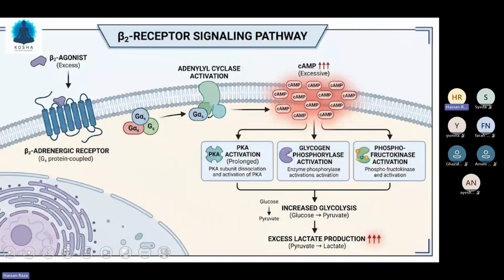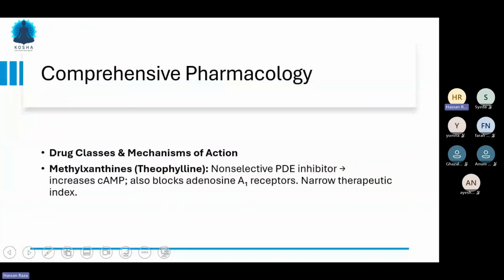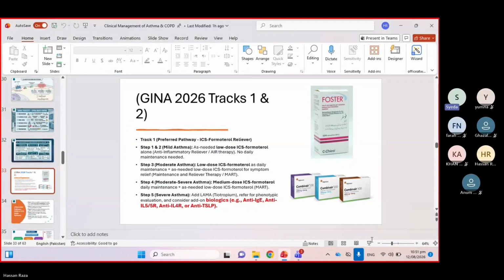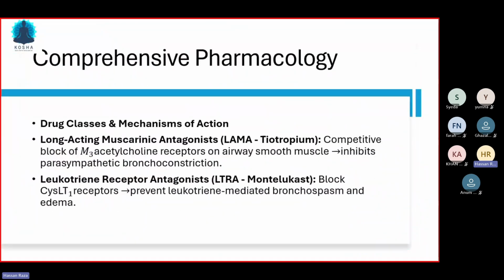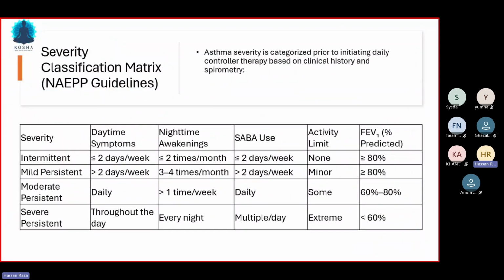So back to our topic. I was telling you about the treatment. The GINA guidelines recommend that we can have two tracks. And before I discuss how to treat, you need to remember that you have to categorize your patient.